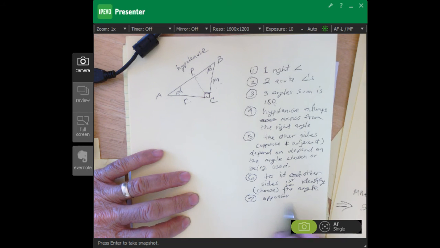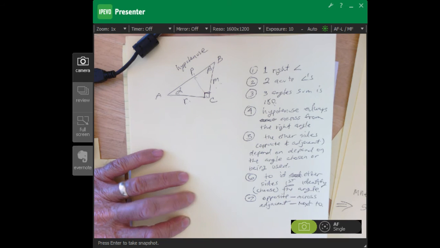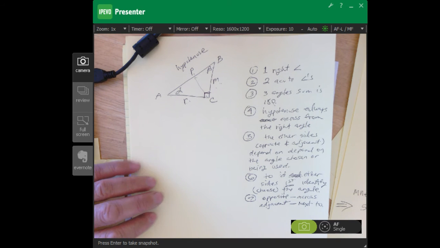And then seventh, just make sure you remember opposite. Usually this one doesn't give as much trouble as adjacent, but opposite is across. And adjacent means next to. That's the word that's a little bit less familiar.